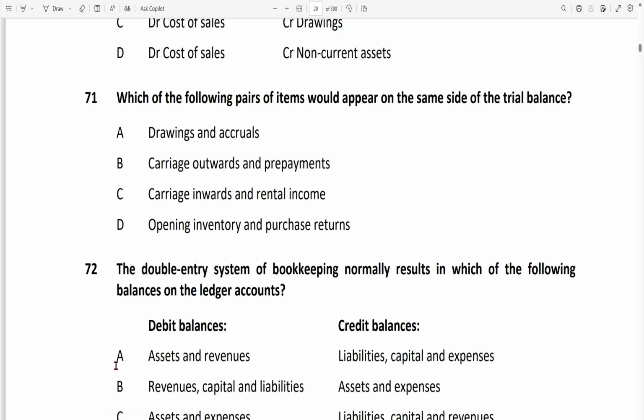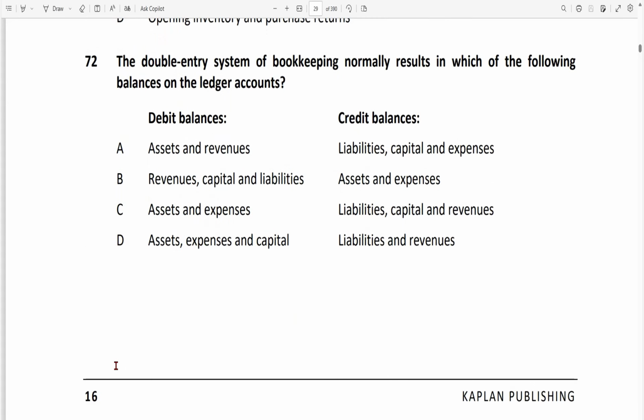Next question. The double entry system of bookkeeping normally results in which of the following balances on the ledger account? Okay, so basically on the debit side we will have assets and expenses. Revenue will be on the credit side, so it's incorrect. Again, they have taken the expenses on the credit side, it is incorrect.